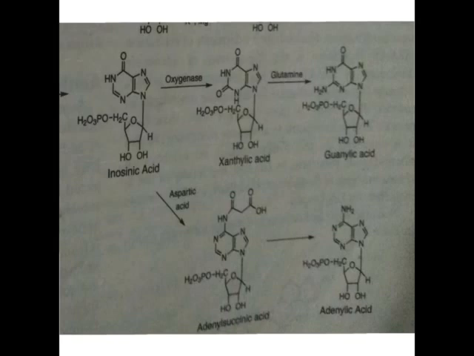So first you should know what the de novo synthesis is. After folic acid, tetrahydrofolic acid, then N5 formyl tetrahydrofolic acid, then after different steps it is converted into inosinic acid. So this is the structure of inosinic acid. From inosinic acid two syntheses take place. One is the synthesis of adenine, another one is the synthesis of guanine.